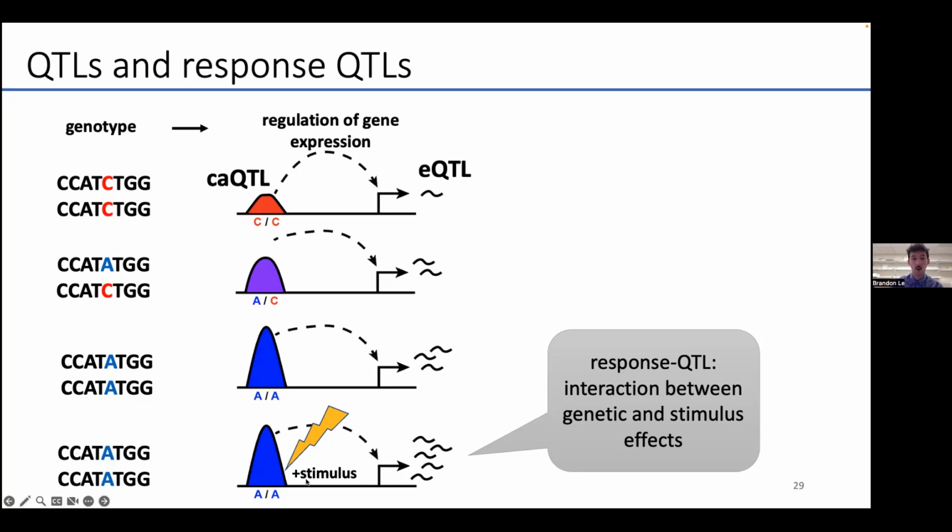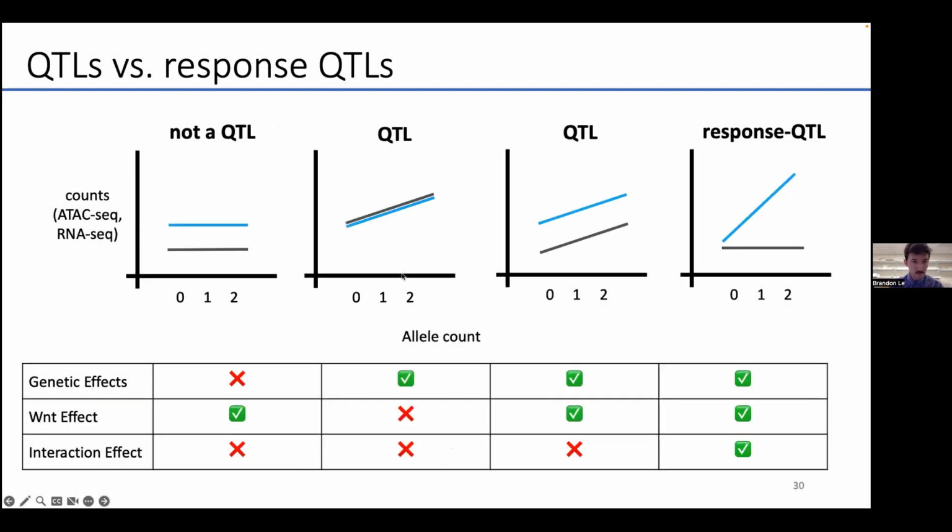We may find that only under Wnt-stimulated conditions do some variants actually exert their effects. Maybe they become detectable only after that stimulus. And whether that's on chromatin or gene expression, when we see this change in genetic effect, this interaction between the condition and the genetic effect, we can call this a response QTL. So to break that down a little bit more specifically, here are some examples that help understand what these QTLs and response QTLs may look like.